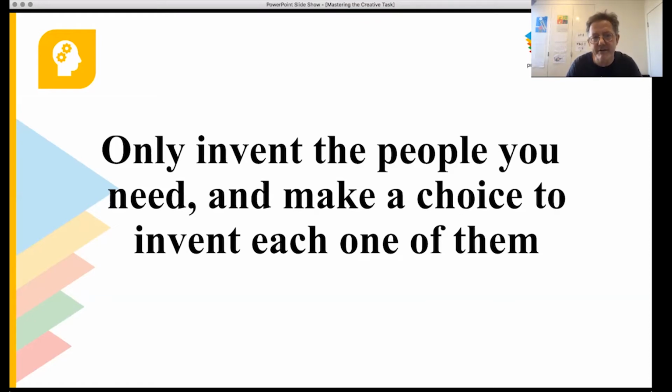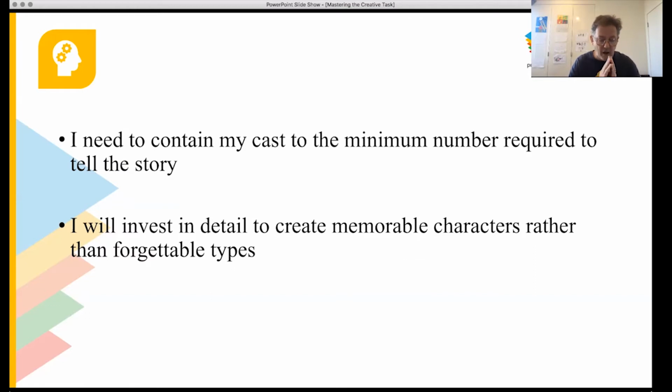How do we make characters distinct? Through their detail, appearance, gestures, thoughts, what they say and how they say it. We'll look more at those, but our first two thoughts we need to have about character are: I need to contain my cast to the minimum number required to tell the story, and I will invest in detail to create memorable characters rather than forgettable types.